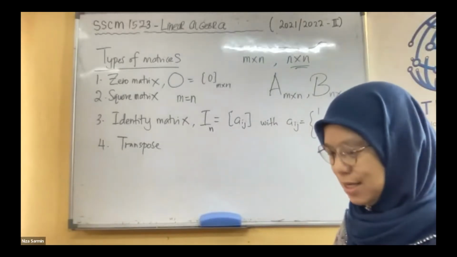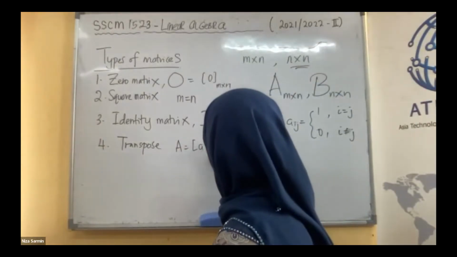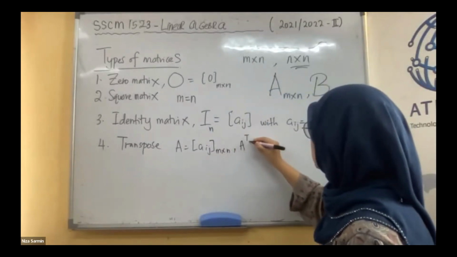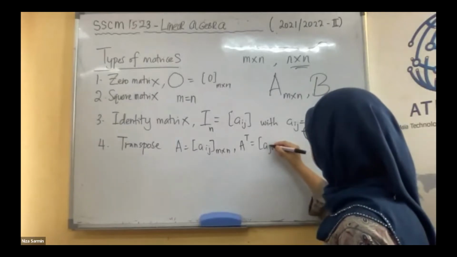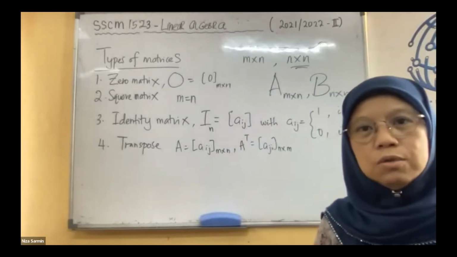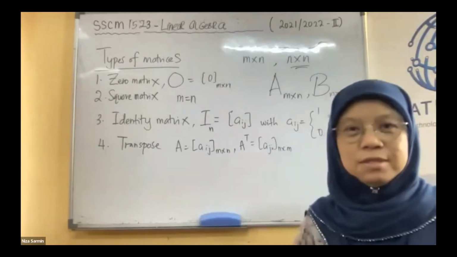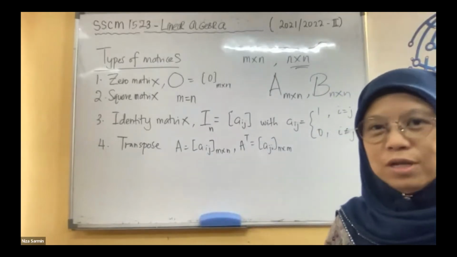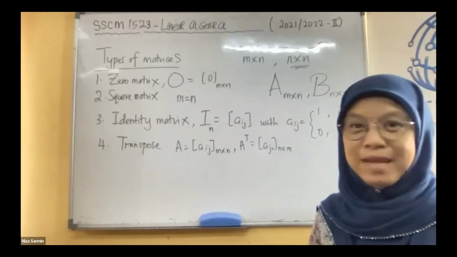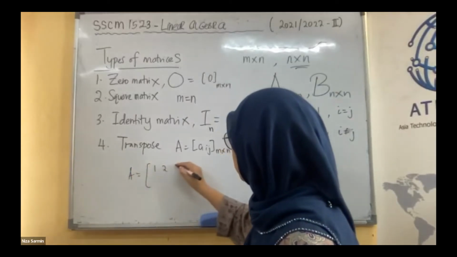Okay, so transpose A is Aij, M by N. A transpose is Aji, N by M. As I said, you have to know how to read the symbols, not only that you write all in full, because sometimes you cannot write in full. Like M by N, how can you write in full M by N, right?